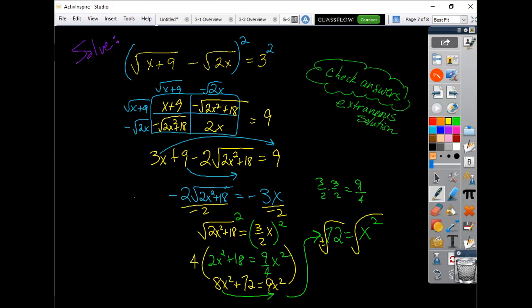Now, let's see. 72 is 36 times 2. Square root of 36 is a 6, which would give me 2 answers like that. And then having to go back and plug those in to check them seems kind of gross because I got to put a square into this square root.